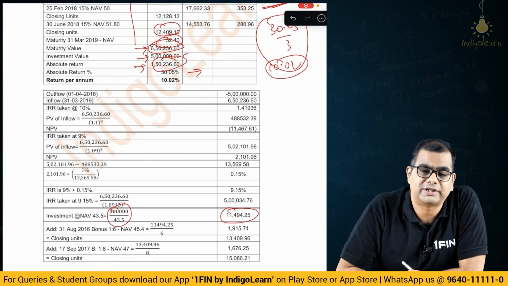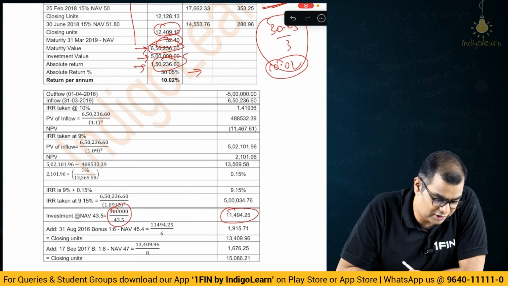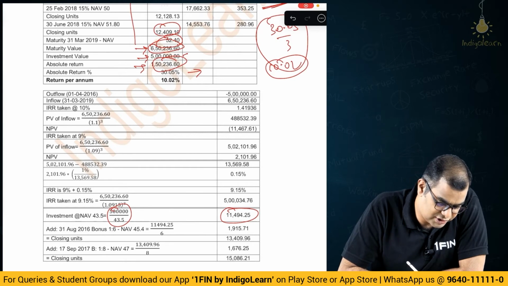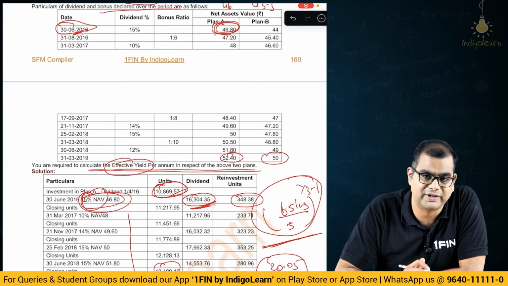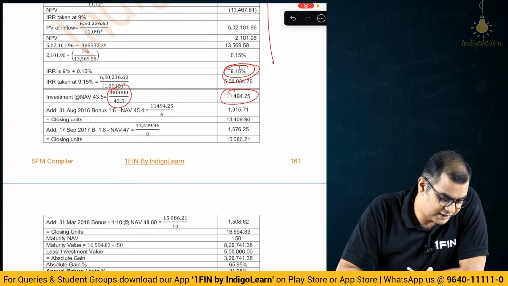If you try and compute it using the IRR method or 1 by 3 and all of that, you will end up at a rate which is close to 9.15%. Now, coming to the bonus plan. Bonus plan is very, very simple. It is far easier. Why is that the case?